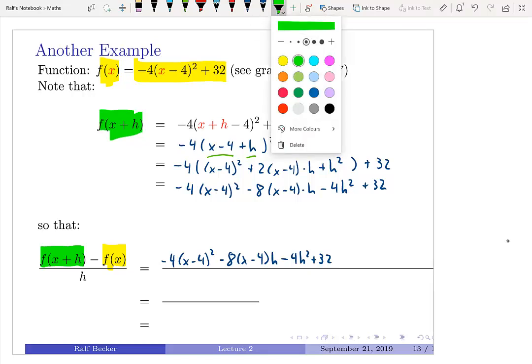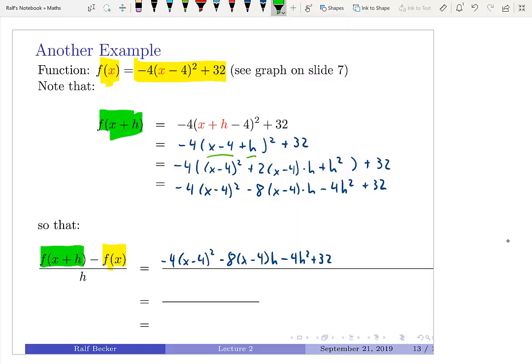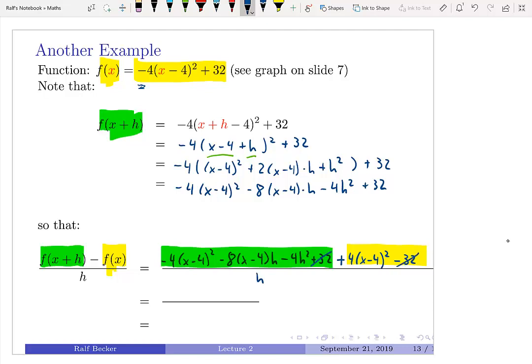So it's basically this green, let me just highlight this in green. This is the green function f of x plus h, and now we subtract f of x, so minus, and now f of x. This will need to come into that space here. So we can see what f of x is, negative 4 times x minus 4 squared plus 32. Since it starts with a negative, that negative down here will turn into a positive, so we have 4 times x minus 4 squared and then negative 32. And we divide the whole thing by h.